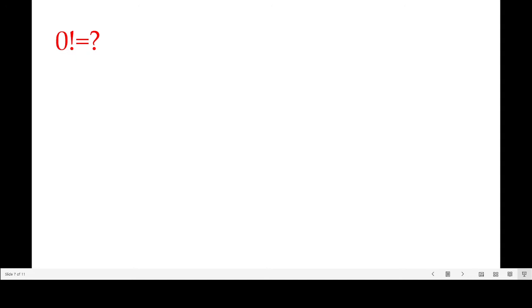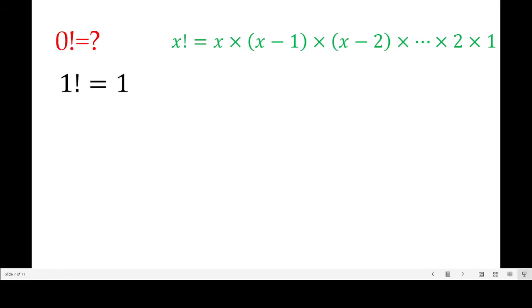I cannot imagine it, but with mathematics, we need to calculate it. First, let's see the definition of factorial. x factorial is equal to x times (x minus 1) times (x minus 2), and it goes down to 2 times 1. So we need to actually follow the induction proof in mathematics.